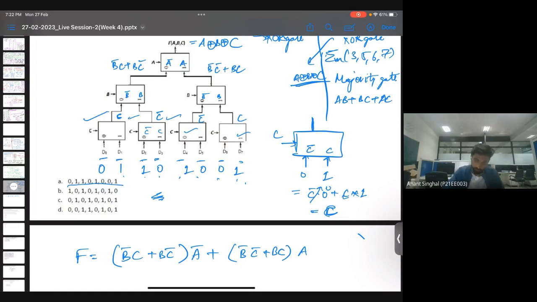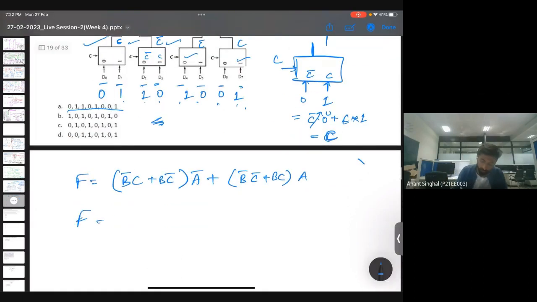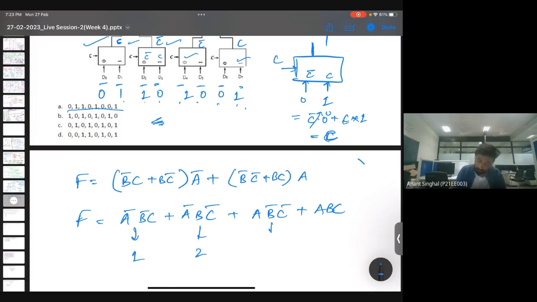Okay, if it is clear, now I'm just opening the bracket. One term will be A bar B bar C. The second term will be A B C bar. Then the third term will be A B bar C bar, and then A B C. If I write the minterm representation, 0 0 1 is 1. This will be 0 1 0, which is 2. This is 1 0 0, which is 4, and 7.